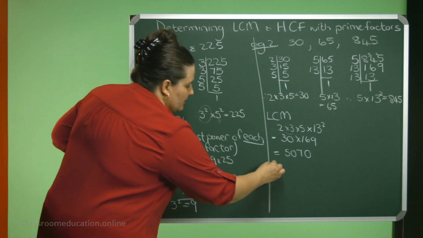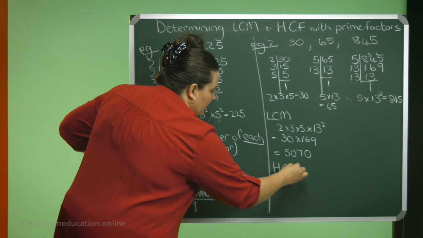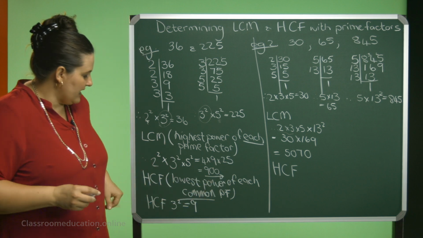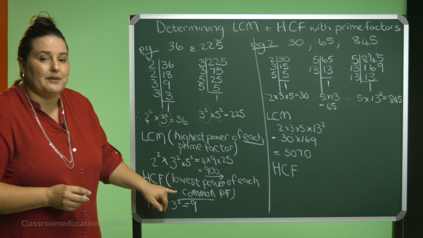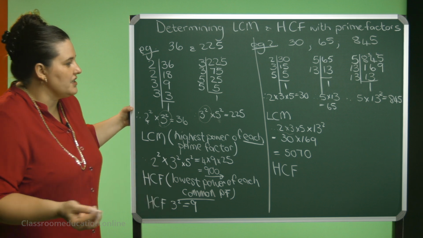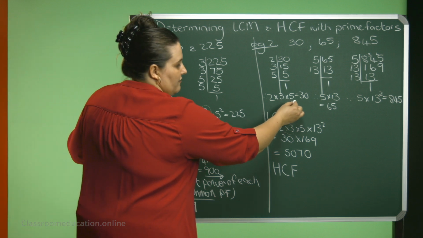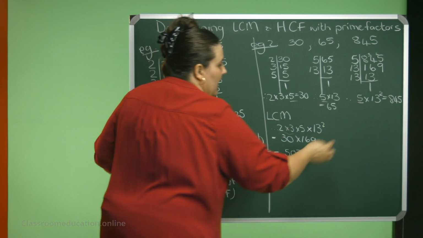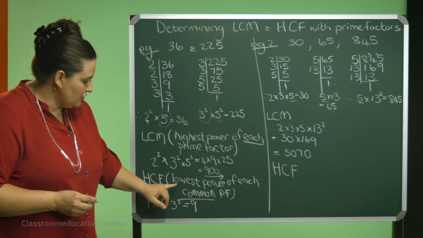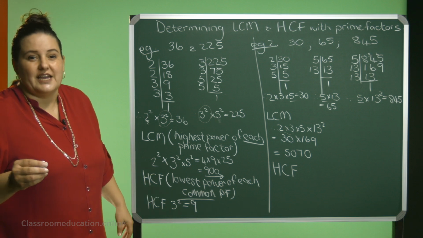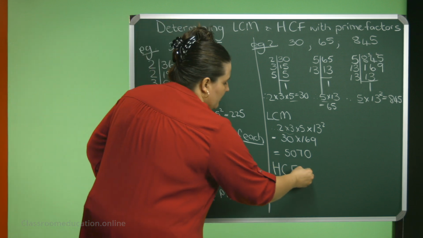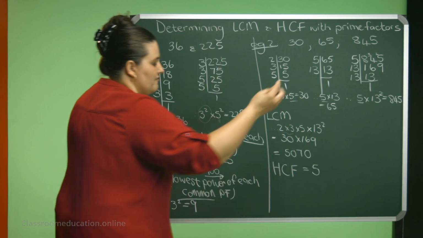Let's lastly do the HCF, highest common factor. For the HCF, we need to take our lowest power of each common prime factor. So which ones are common? I have a 5. The 5s are common. And I need to take the lowest power. But the 5 is only in each case, it's once. So my highest common factor will be 5.